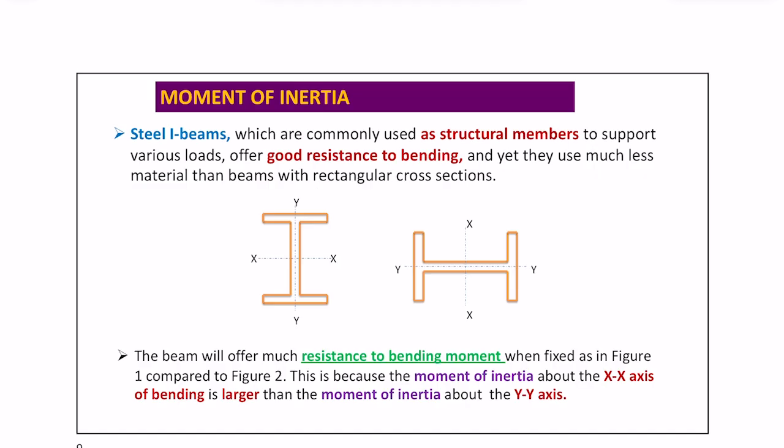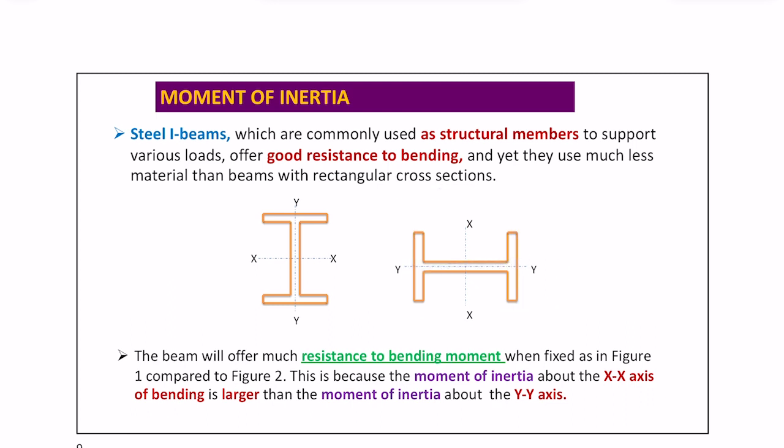Steel I-beams, which are commonly used as a structural members to support various load, offer good resistance to bending, and yet they use much less material than beam with the rectangular cross section. Okay, ini adalah salah satu sebab. The beam will offer much resistance to bending moment when fixed as figure 1 compared to figure 2. That's why bila kita install beam, we always install it vertically like this, not horizontally like this. It is much weaker in this position.